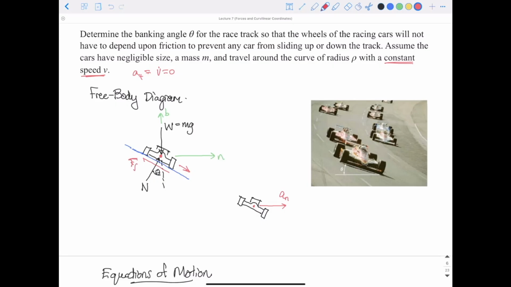The question is asking, we're driving at such a speed now that there is no frictional force. It's not relying on that. So that means that the only forces that are still there, gravity and the normal force from the road, must be equal to that normal component of our acceleration, AN.